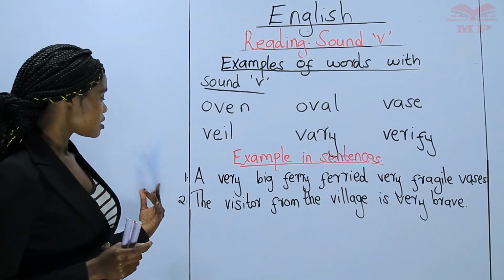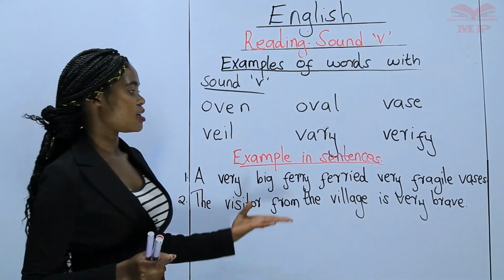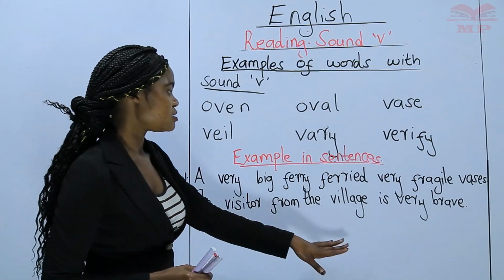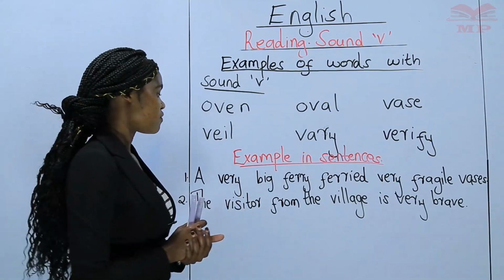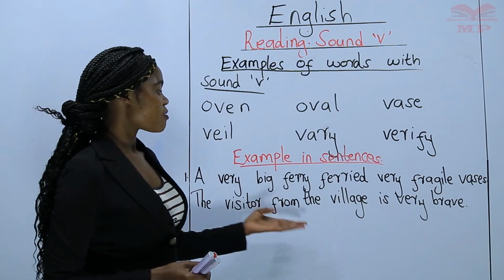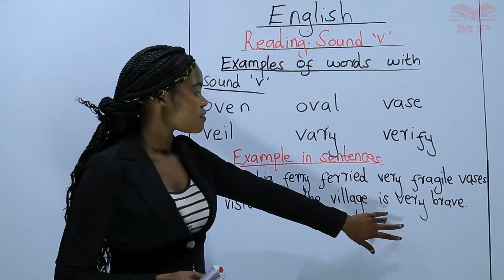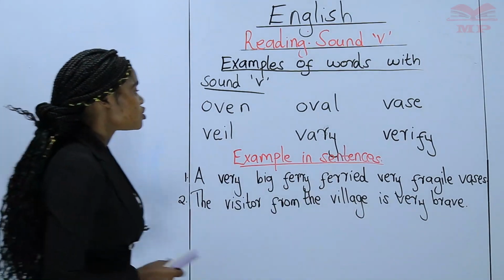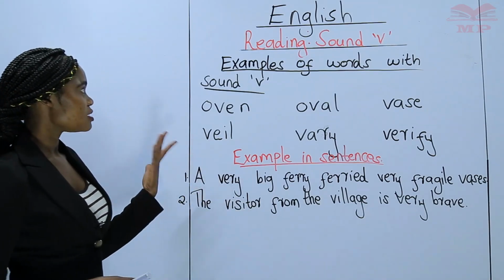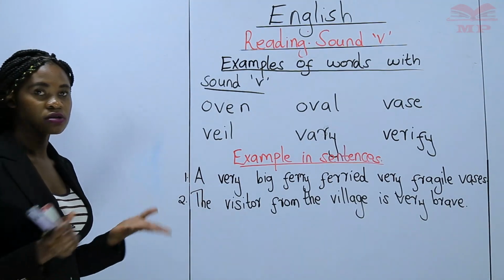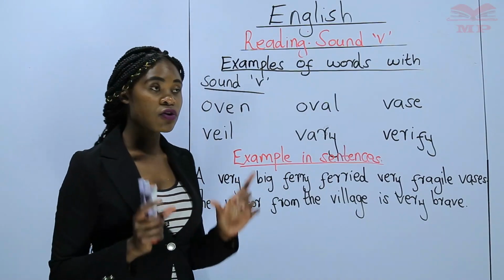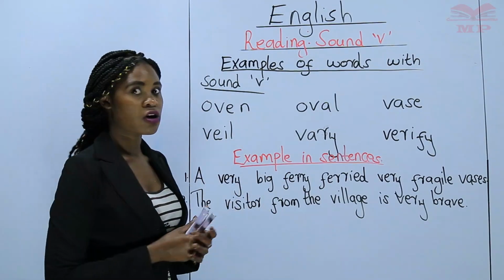The second sentence, the visitor from the village is very brave. Let's read the sentence together. The visitor from the village is very brave. So these are just examples of how we can have words with sound V in a sentence and how you're supposed to go about them. Make sure when reading you look at each word for you to have the correct pronunciation of the word.